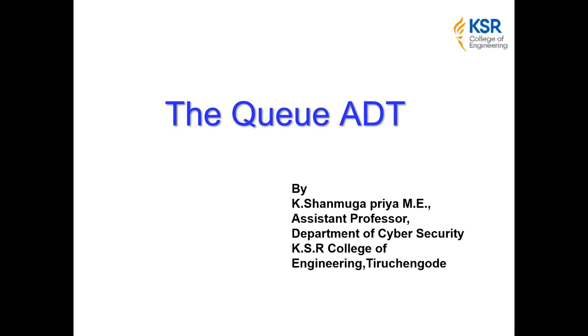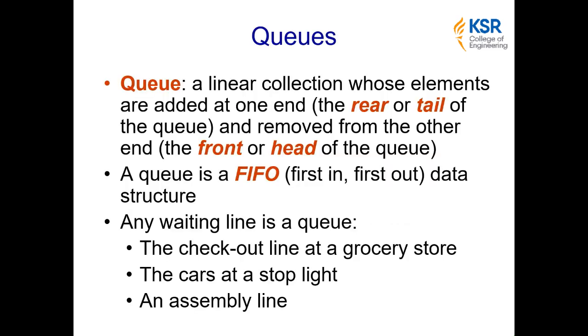So what is a queue? A queue is a linear data structure that is used for storing and managing your data in a specific order in memory. It works on the principle of FIFO, that is, first in, first out.